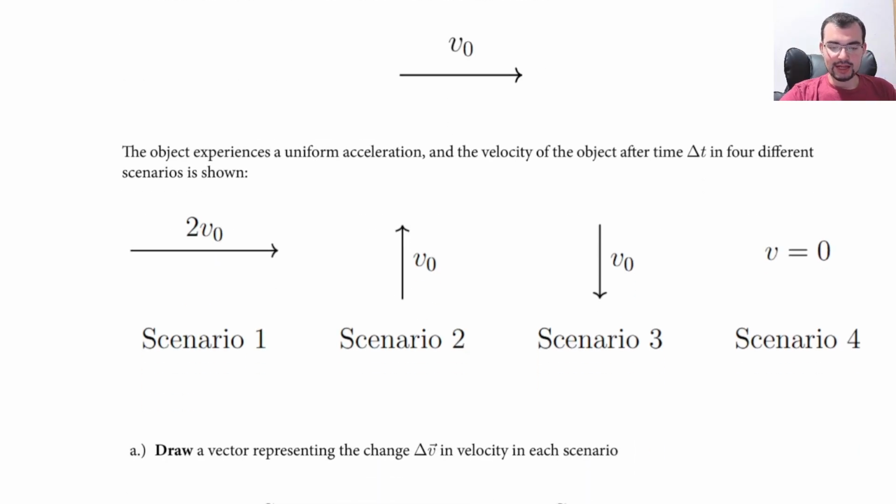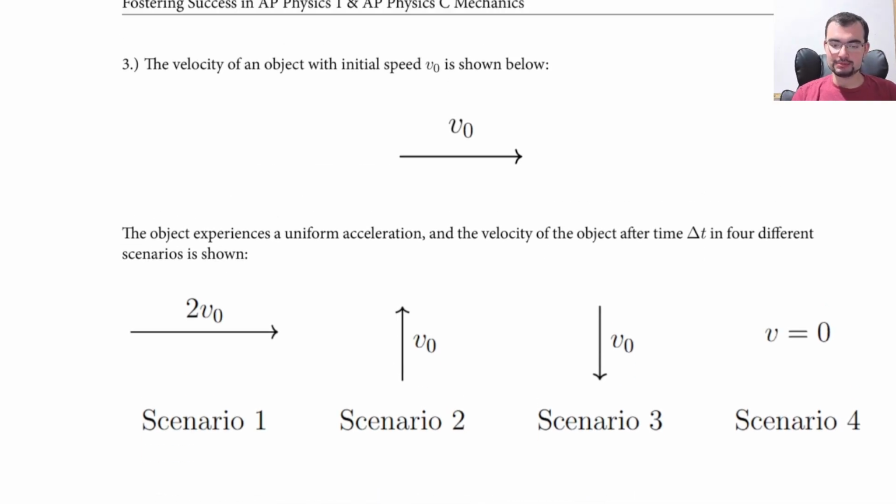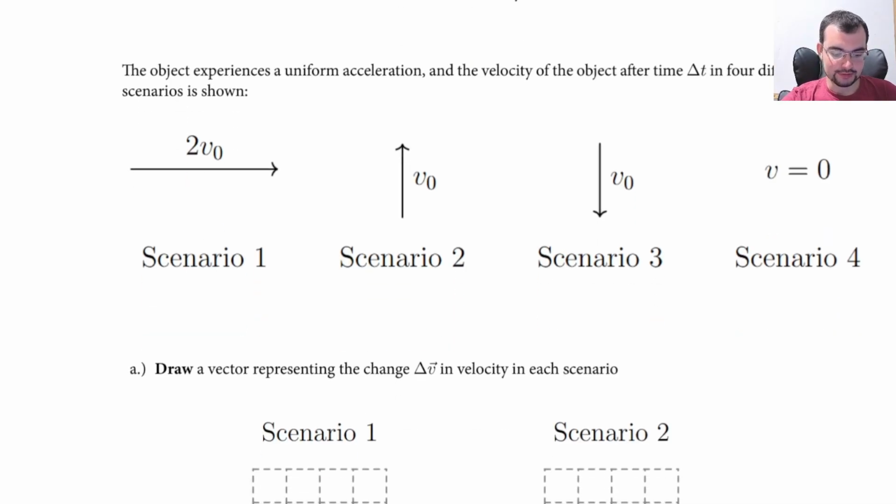All right, simple math time. Velocity of an object with a speed v0 is shown. We're going to show a bunch of different ways it can accelerate. Here are our final velocities. We just want to show the delta v in each case.